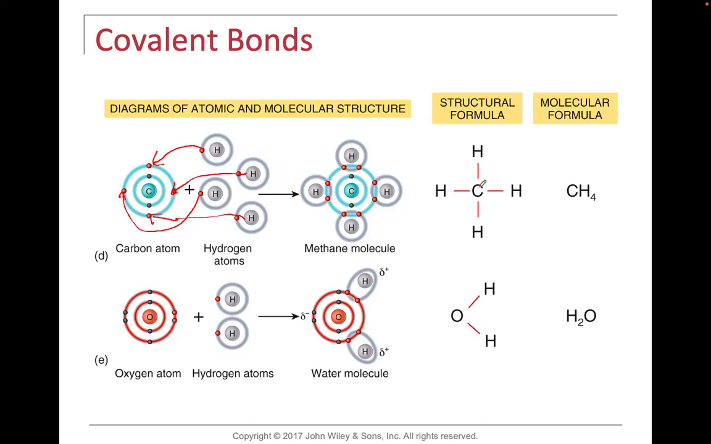And what you end up with is a central carbon bonded to 4 hydrogens. C, 1, 2, 3, 4. CH4, that's methane. And in the human body, this is super important for a process called methylation.